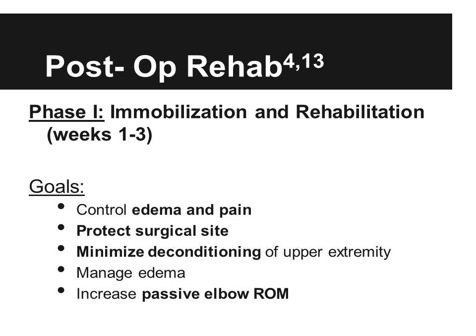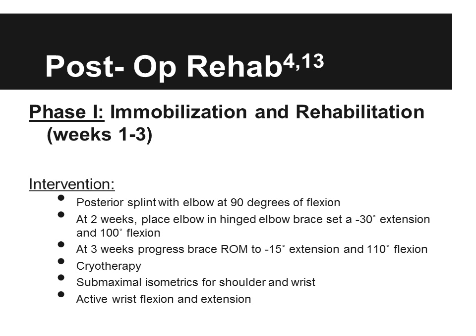This is looking at phase 1, which is going to be within weeks 1 through 3. You'll see the goals of this phase are mainly to control edema and pain, protecting that surgical site, minimizing the deconditioning due to disuse of the upper extremity, and then increasing the passive elbow range of motion. Here are some of the interventions in phase 1. Take a second to look at these. Important to note that not listed under these interventions is actually doing nerve glides to that ulnar nerve, and that can be done as early as phase 1.